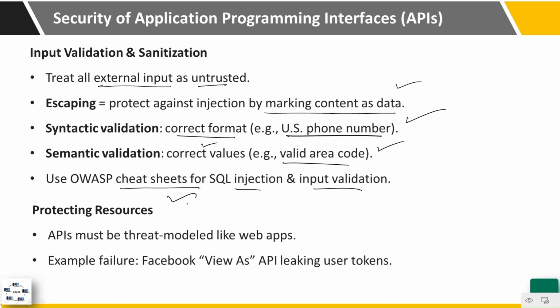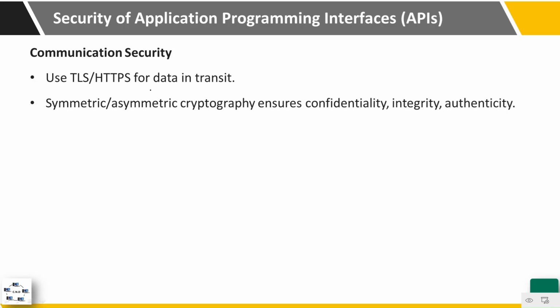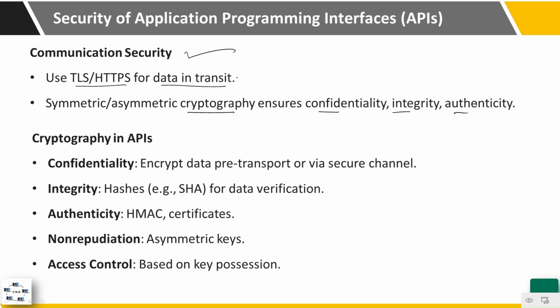So protecting resources include APIs must be threat modeled like web applications. An example includes the Facebook View As API leaking the user tokens. Communication security of API includes using TLS and HTTPS for data protection in transit, and symmetric and asymmetric cryptography ensures confidentiality, integrity, and authenticity.